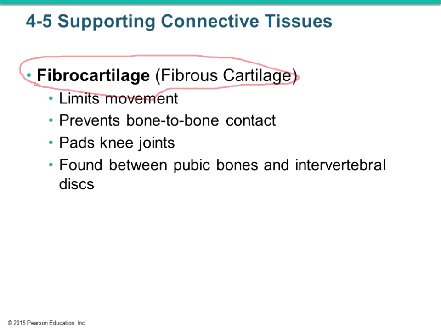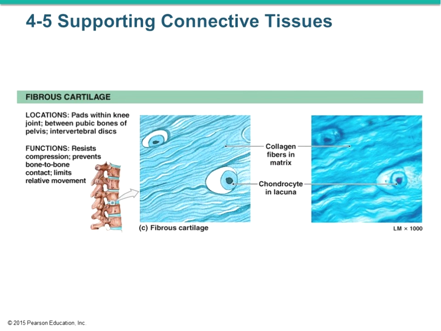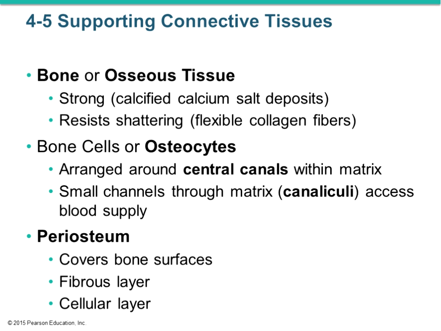This is made up of fibrous collagen fibers that provide excellent cushioning and prevent bone-to-bone contact. Like in your knee joints, a great example is the intervertebral discs in between each of your vertebrae. Those discs are made primarily of fibrocartilage as well. Here you can see collagen fibers in the matrix, but you can also see the chondrocytes. Those are great examples of where you find fibrocartilage.